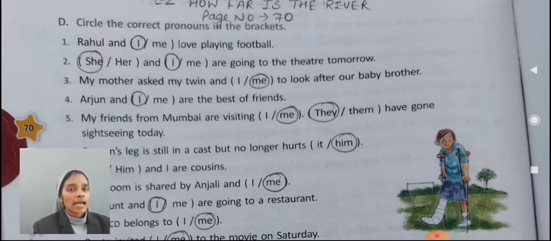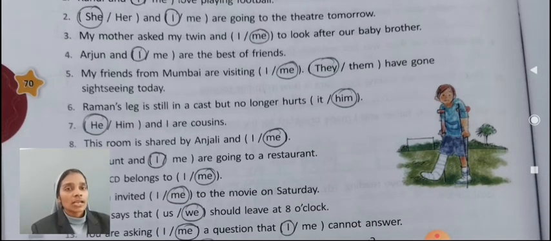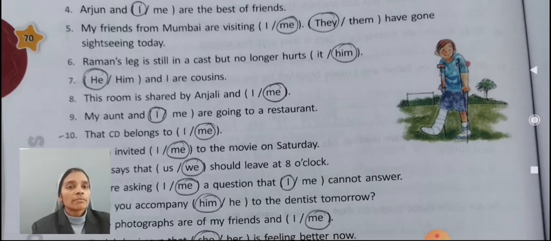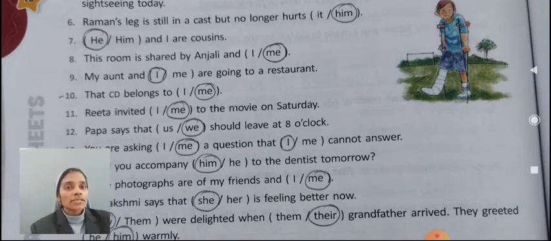Next, Arjun and I are the best friends. Next, my friends from Mumbai are visiting me. They have gone sightseeing today. Here, me is used as the object of the sentence. Next one, Raman's leg is still in a cast but no longer hurts him. Yes, he and I are cousins. This room is shared by Anjali and me. Then my aunt and I are going to the restaurant. Yes, the CD belongs to me.